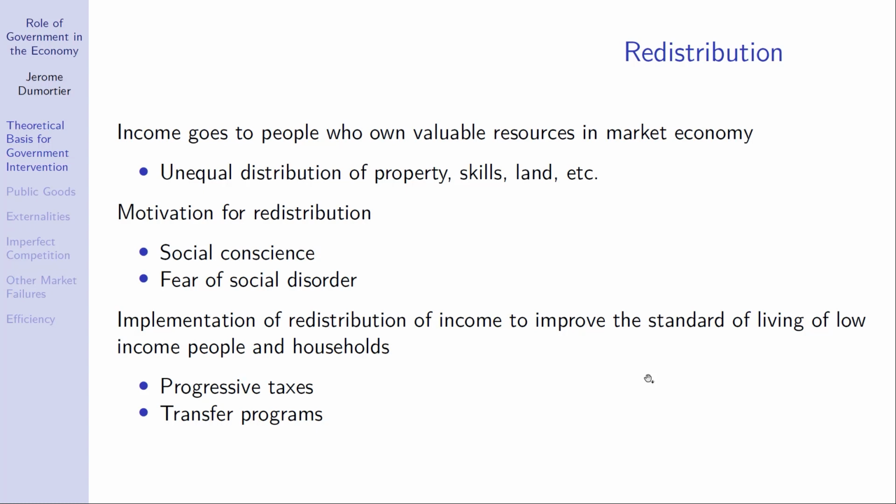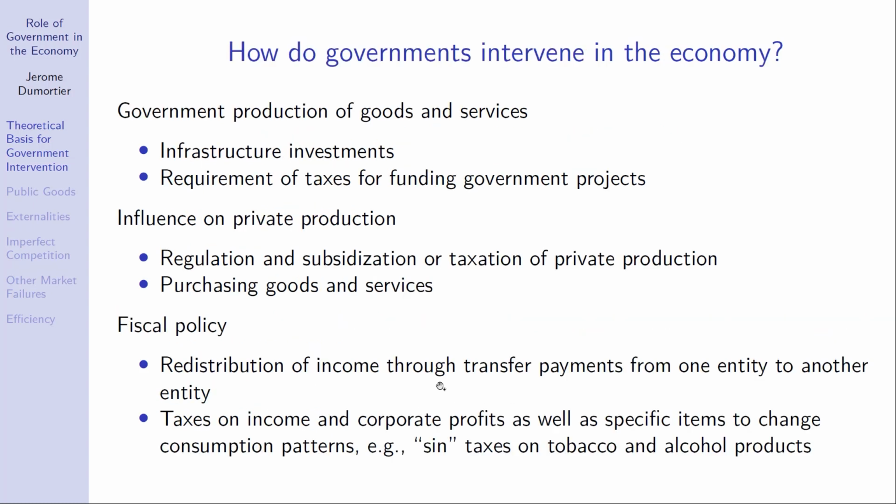Governments can implement policies to redistribute wealth from one entity to the other, for example by transfer payments or what are called progressive taxes. Progressive taxes, and we will talk about this in this lecture, mean that people with a higher income pay a higher percentage in taxes. Now, the question is, how do governments actually intervene in the economy?